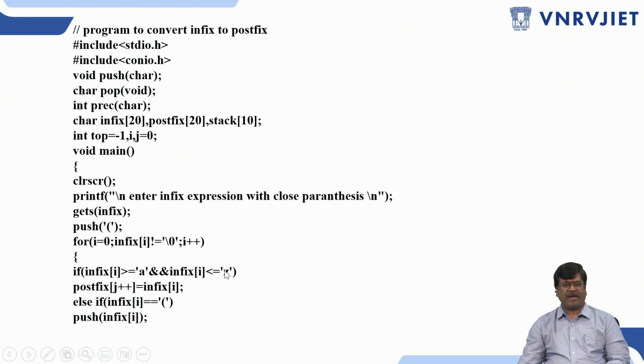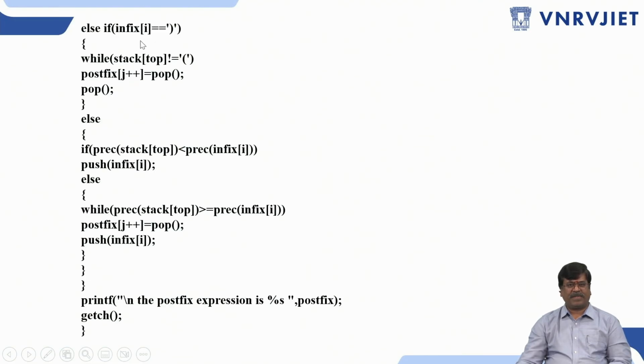Whenever I encounter operands, that is from A to Z, I directly add them to the postfix expression. The next case is if I encounter an open bracket, I simply push it into the stack. Suppose I get a close bracket: all the symbols in the stack until that open bracket are popped and added to the postfix expression. Then finally I remove the open bracket from the stack.